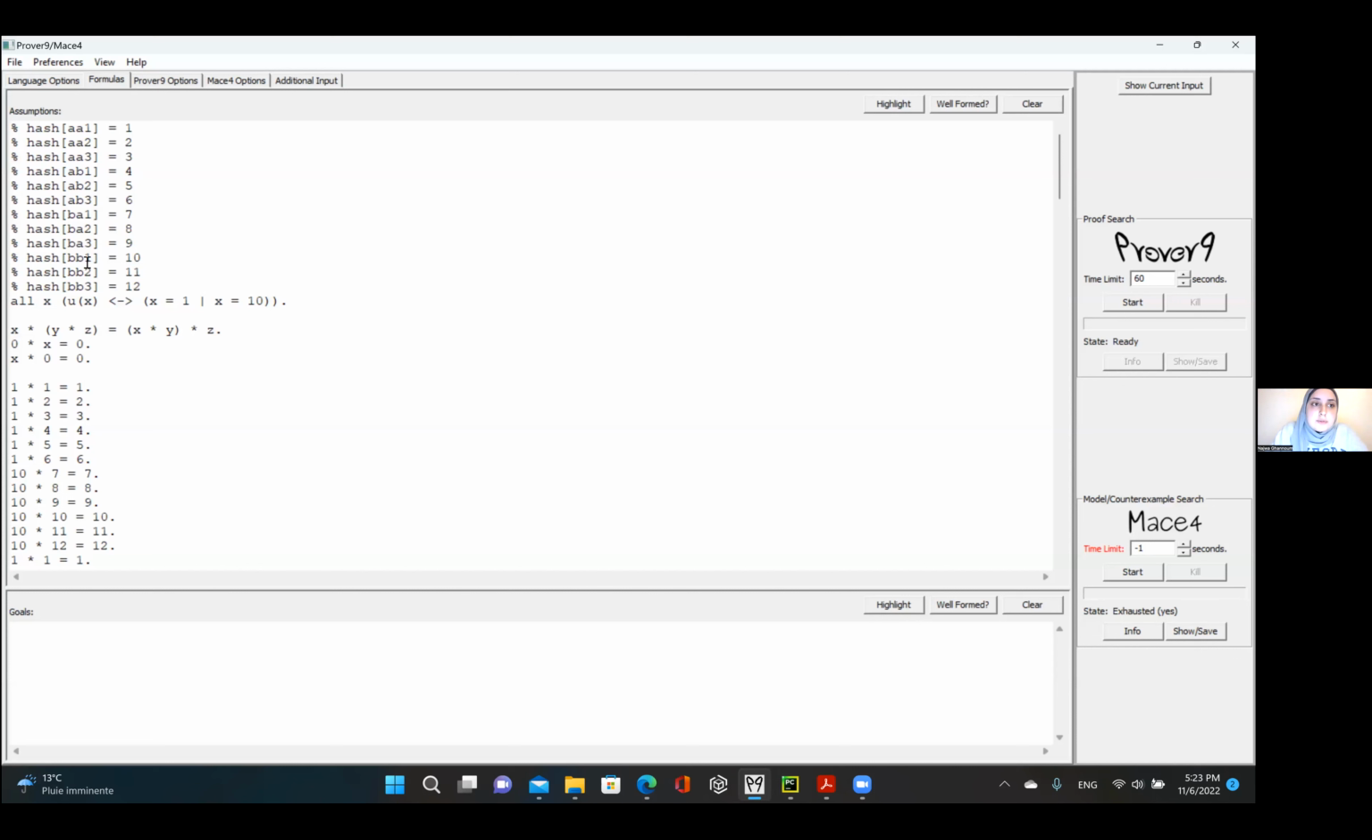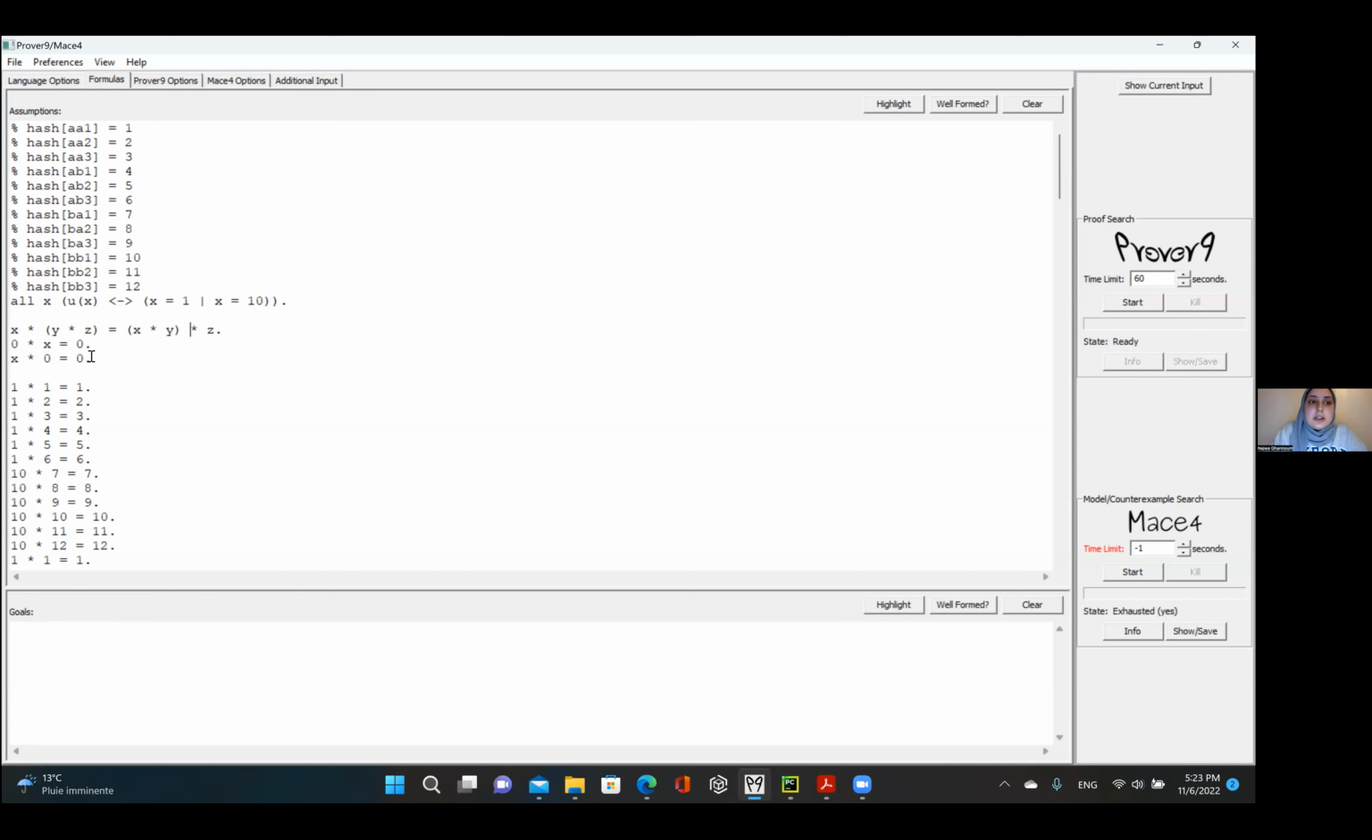So here we have 2 objects, A and B. Between A and A, there are 3 morphisms, 1, 2, 3. Between A and B, 4, 5, 6. Between B and A, 7, 8, 9. And between B and B, 10, 11, 12. And the identities are 1 and 10. We need the associative property.